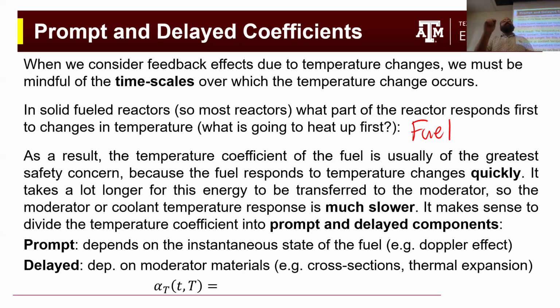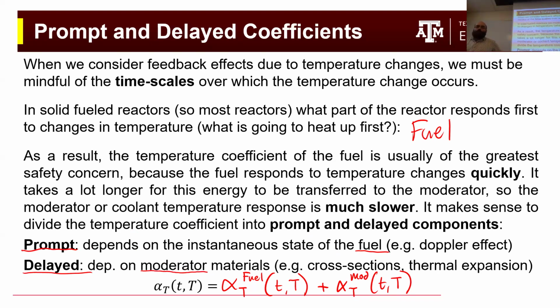So we can break the temperature coefficient up into a prompt part and a delayed part, which doesn't relate to prompt and delayed neutrons, but is just whether it's a fast effect or a slow effect. So we'll have an alpha T for the fuel, and this could depend on time and temperature. And we'll have an alpha T for the moderator, and that could also depend on time and temperature. And so we're saying that the fuel is the prompt effect. The prompt effect is based on the temperature of the fuel, and the delayed effect is based on the moderator.